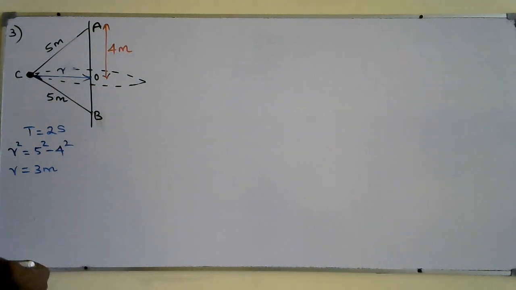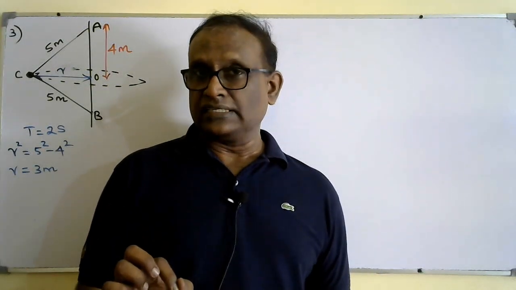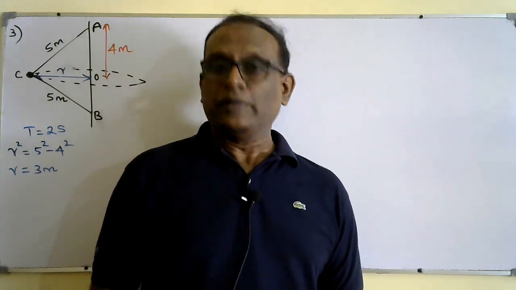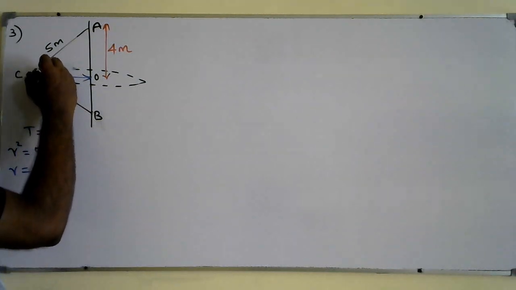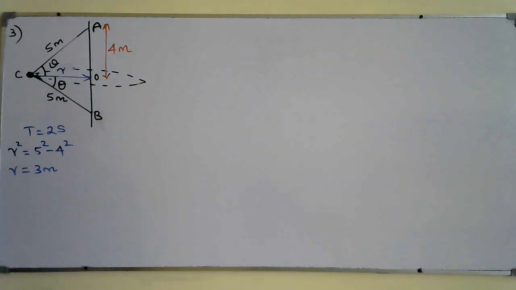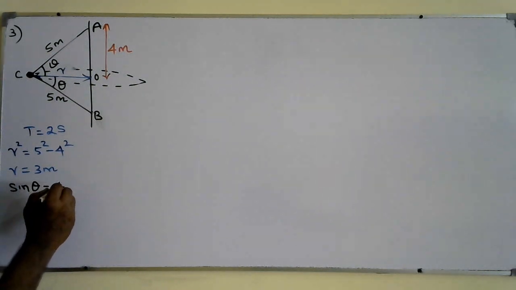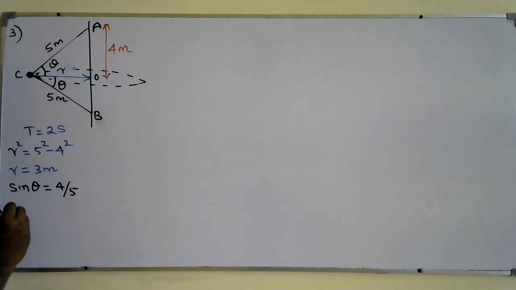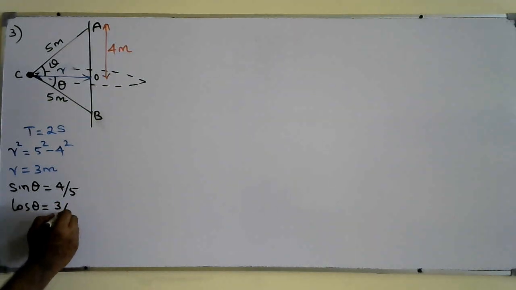So I should think about the forces acting on C. I told you that we need the actual forces acting on the particle, and we should be able to resolve them towards the center. So I can take this angle as theta, and this is also theta because it is symmetrical. Okay, we can find sine theta and cos theta. So sine theta is equal to 4 over 5, and cos theta will be 3 over 5.